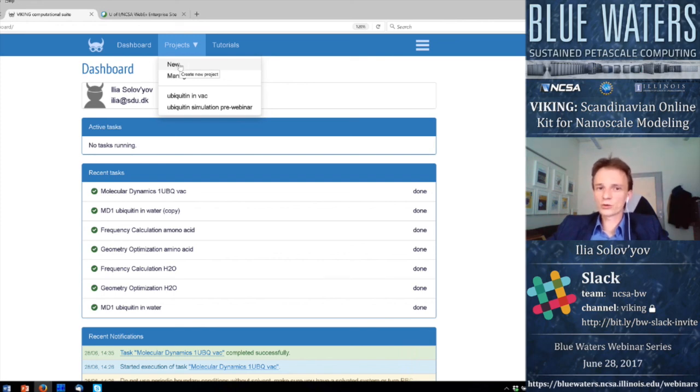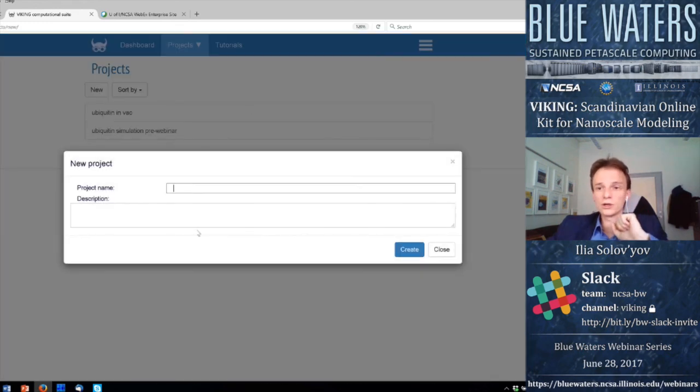So the first step is to create a new project. We do it by going into projects, new, and first we need to define the name of the project. Let me just call this project test. In principle, you also have the possibility to write some description for your project. If you intend to have many projects, it's a good idea because then you would be able to easily identify what the project is about.